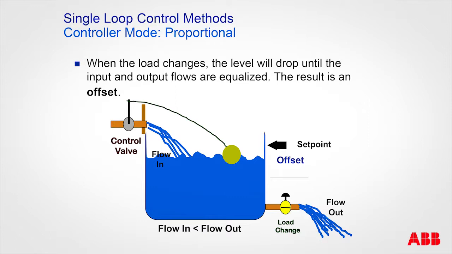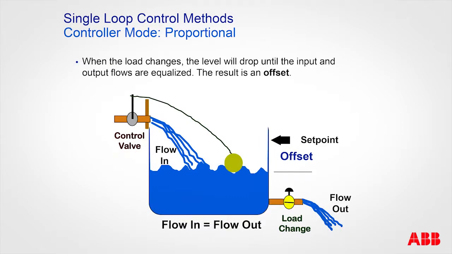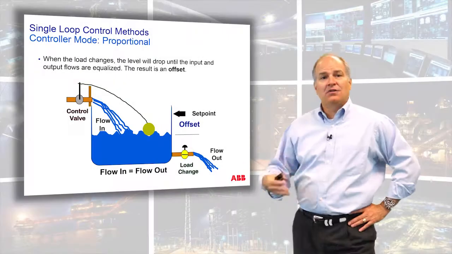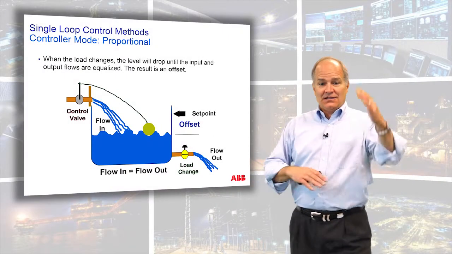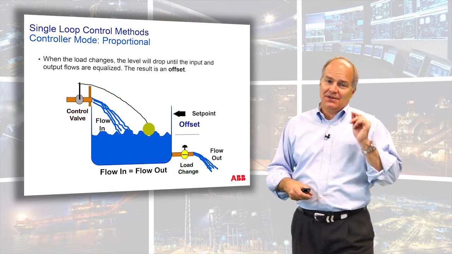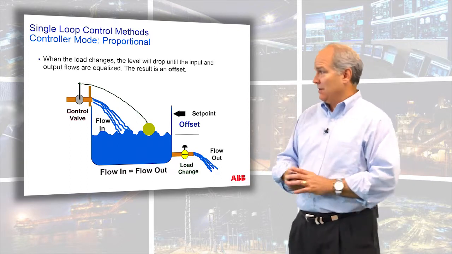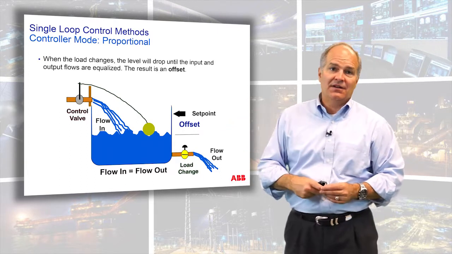So what's going to happen to my tank? It's going to start to drop. As my tank starts to drop, it opens the inlet flow until the inlet flow and the outlet flow match, and then the tank stops. That's what proportional only control is designed to do, is to stop the changing error, but it's not designed to make the error zero. And you can see it manifests itself in an offset.